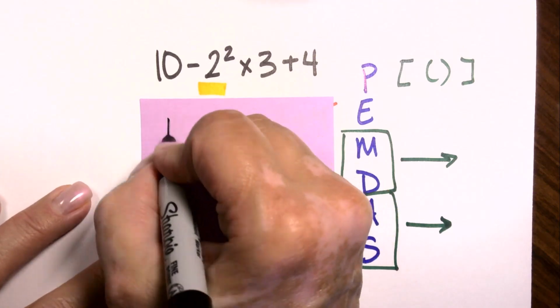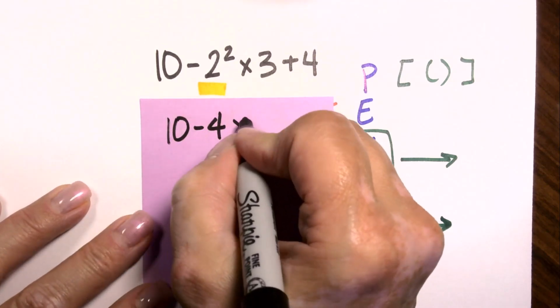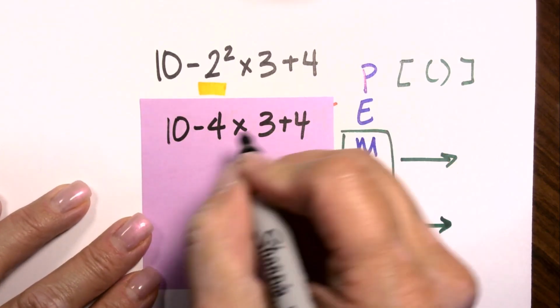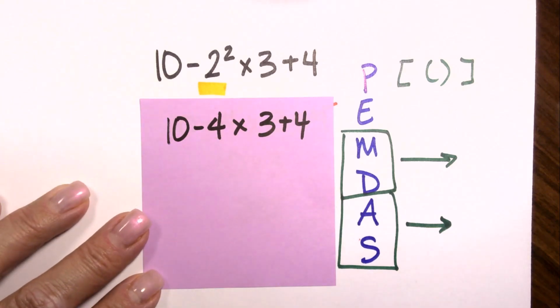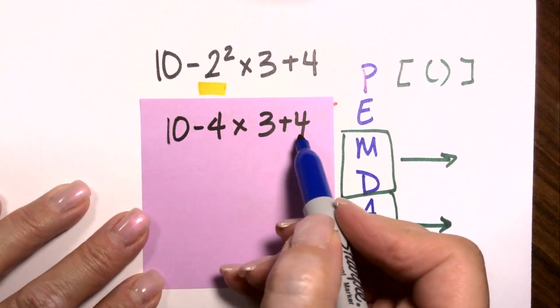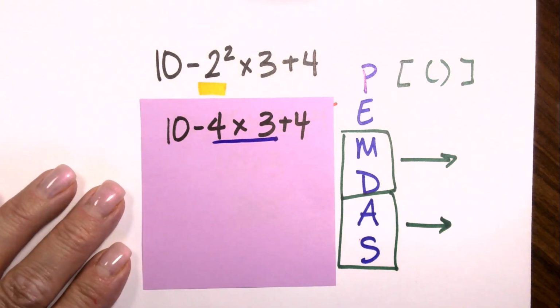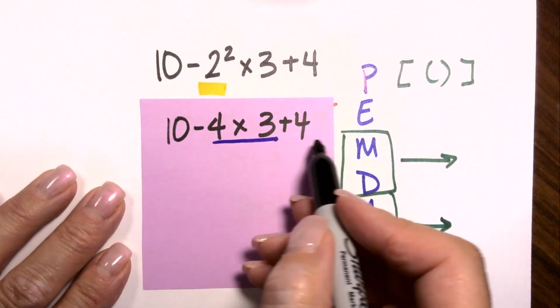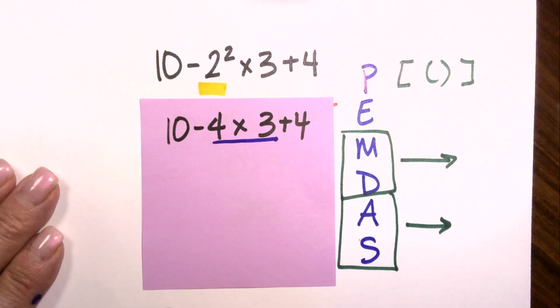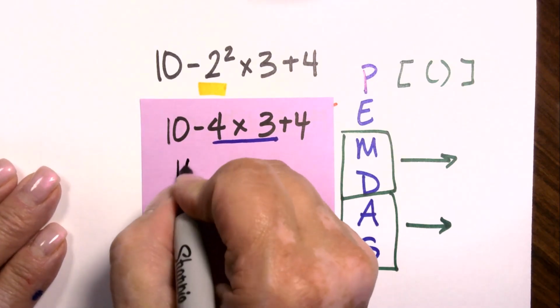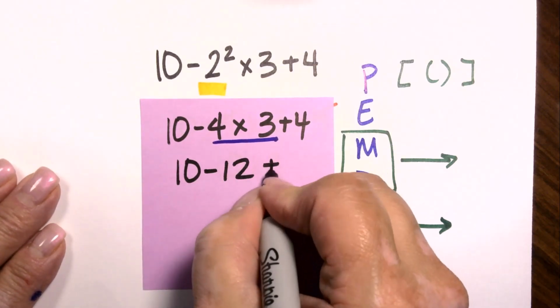So we have 10 minus 4 times 3 plus 4, so the start was fine. But right here, instead of touching those two, you have to do this multiplication here. You got to do that first before you do anything with adding and subtracting or canceling. So we get 10 minus 12 plus 4.